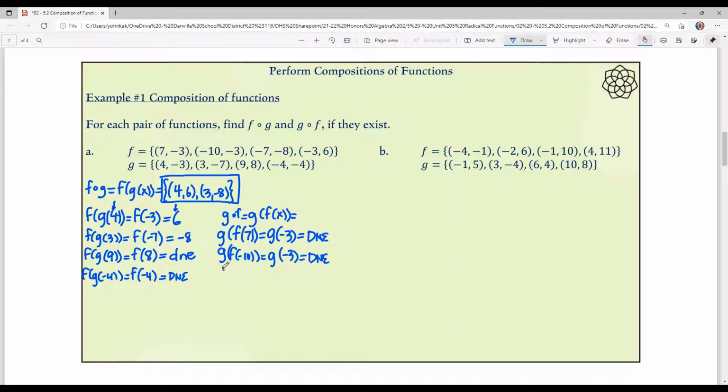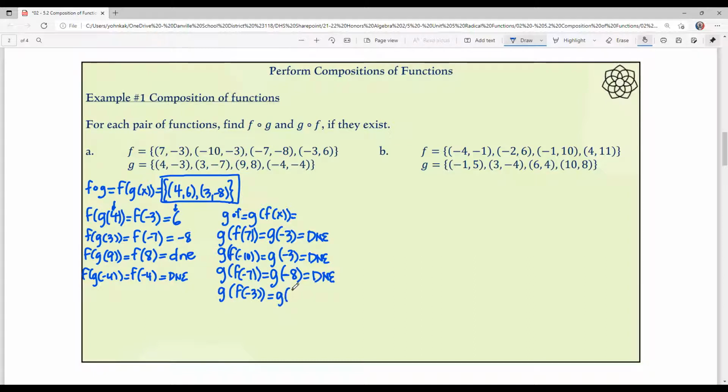Third value in f, so g of f of negative 7. That's equal to, well, f of negative 7 is equal to negative 8. Then I look for g of negative 8. G has no negative 8, so this does not exist. And then our last value, g of f of negative 3.